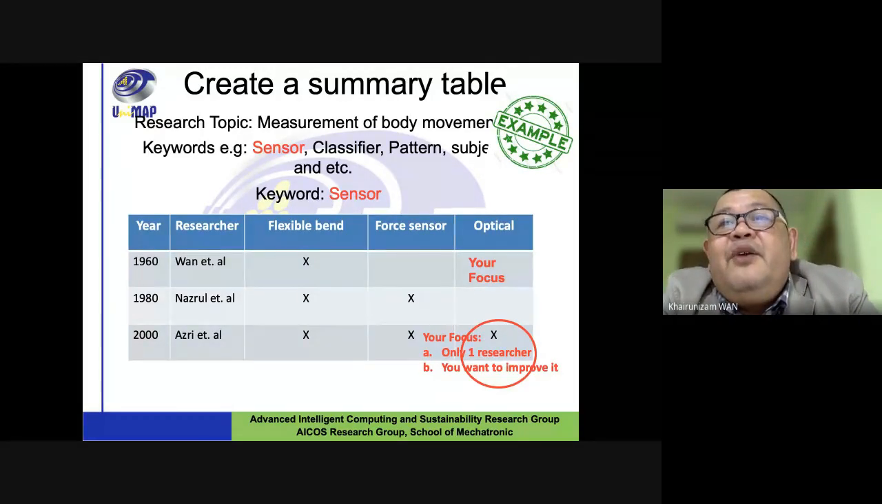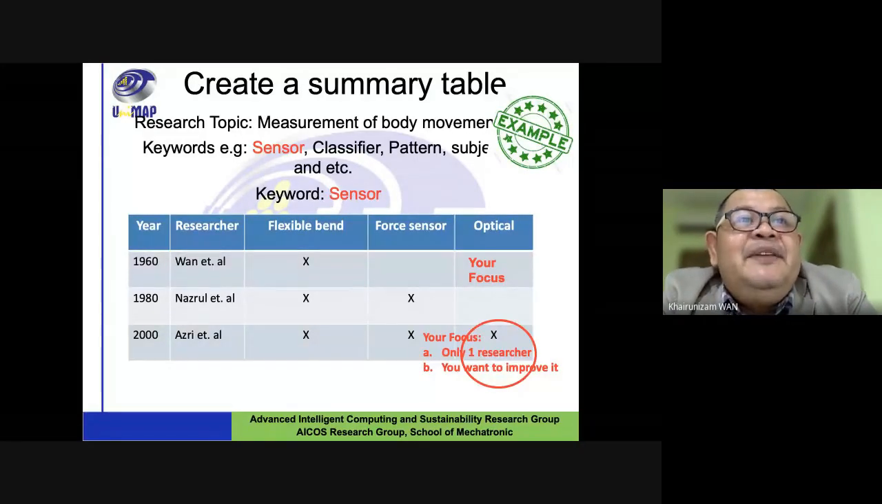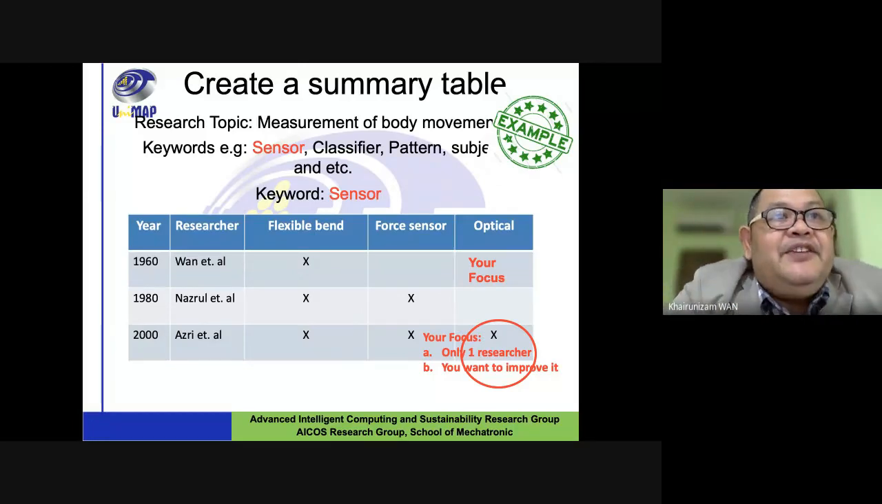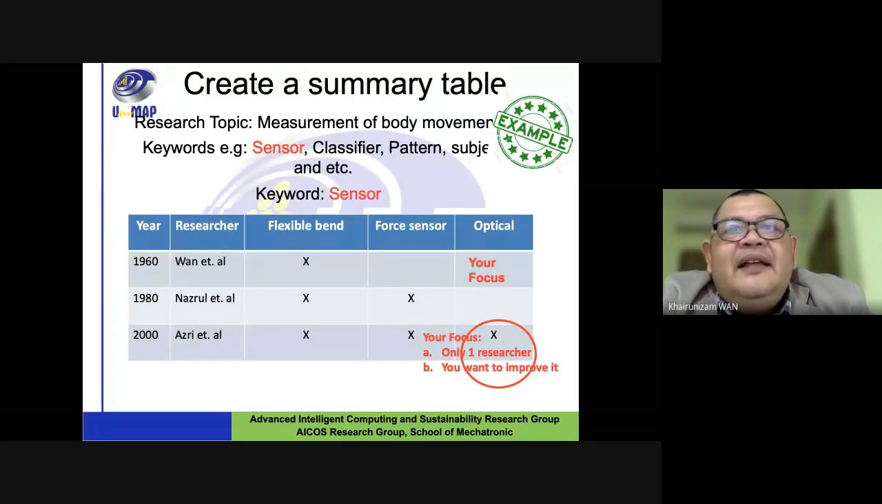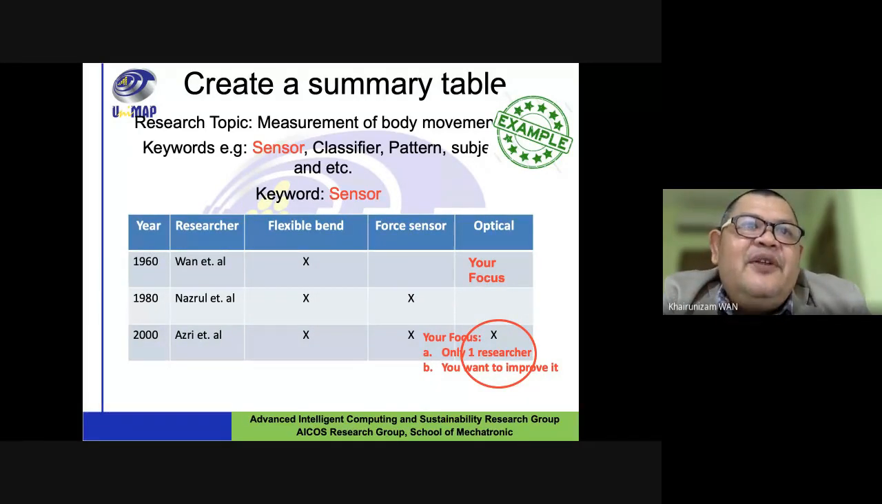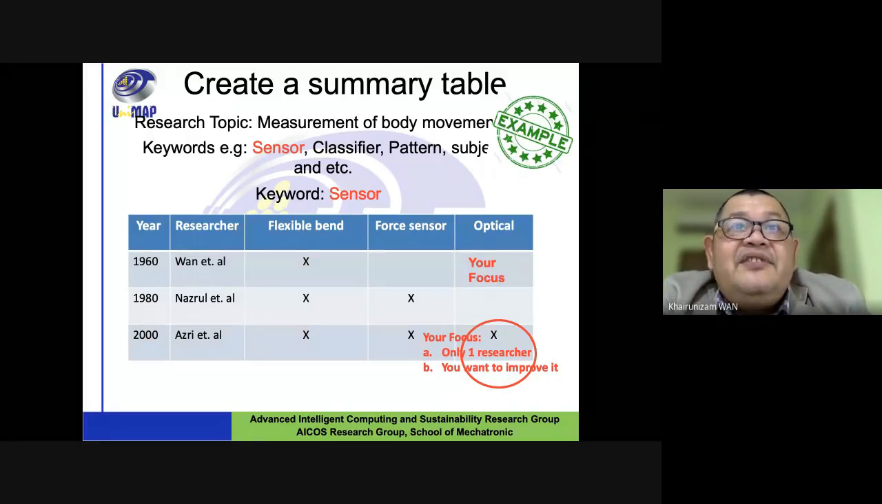So now you want to identify what kind of sensor you want to use. For example, you create a summary table. The first column, you write it as year. Okay? The published year. Year means when the article was published. An example here is 1960, 1980, and 2000. The second column is the researcher who published the article. For example, in 1960 is one researcher and his team. 1980 is Nazrul et al., meaning Nazrul and his research members. And then in 2000, Nazri et al., Nazri and his research members.